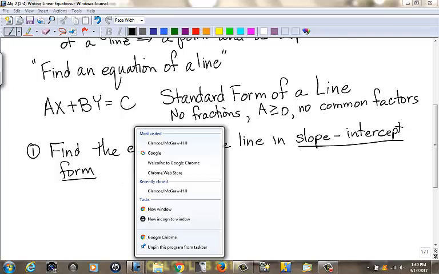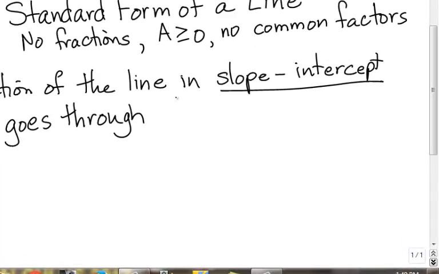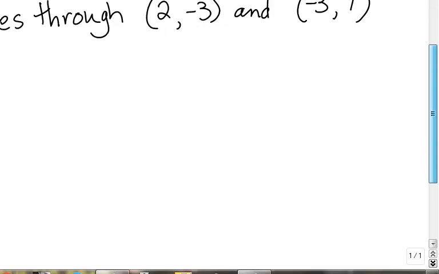Okay, if it goes through the ordered pair 2, -3, and the ordered pair -3, 7. Okay. So, if they say find an equation of a line, you need a point, and we've got plenty of them, and you need a slope. So you got to figure the slope of this. You can do it by graphing it.